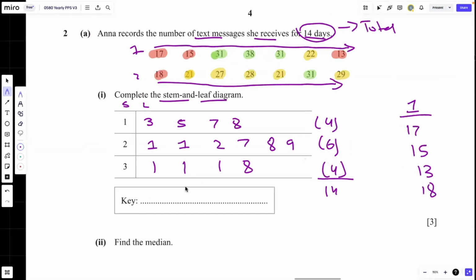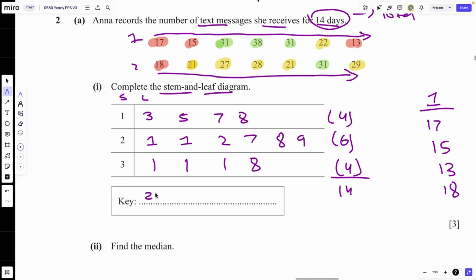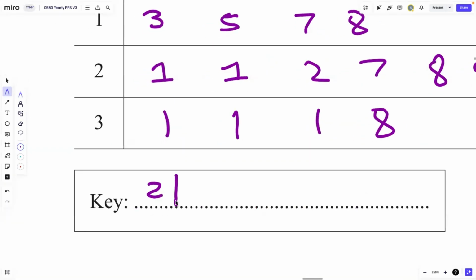Yeah, so one thing still, you won't get the full marks if you do not write the key. So the key is going to be, this is how we're supposed to write the key. So let me zoom in on that. So that's 2. I make that line in between. So I'm saying 2 is the stem and the leaf is 7.